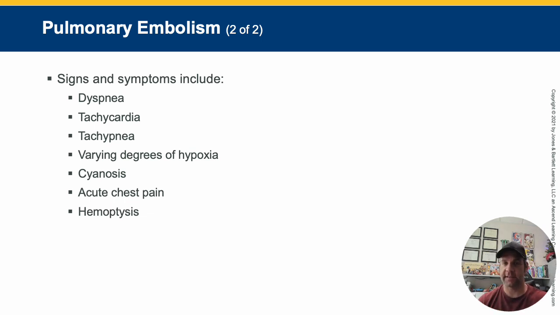as a differential diagnosis. Now, your treatment should include high flow oxygen, clearing the airway if there's any blood, and then again, rapid transport. You should notify the receiving facility so they can prepare to perform any type of diagnostic imaging or initiate some type of anticoagulation or other critical interventions as soon as the patient arrives.